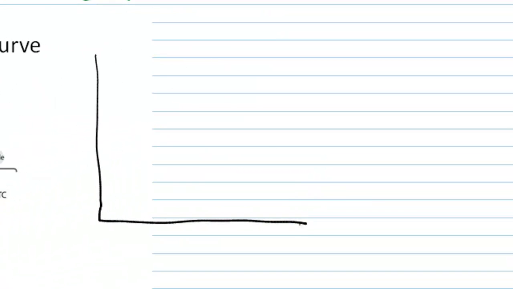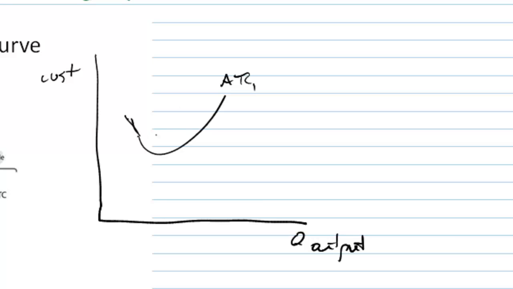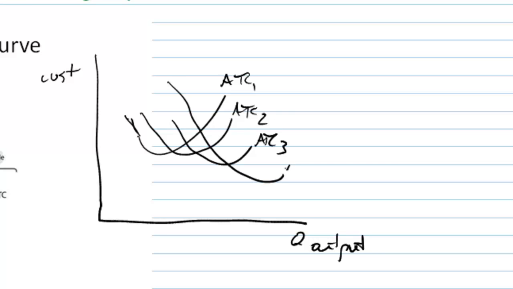Let's think of it this way. Let's think of a firm. Here's quantity of output that faces the choice between 1, 2, 3, 4, or 5 machines. And what's going to happen is that their average total cost might look something like this. Here's the average total cost of one machine. Here's the average total cost of 2 machines. Here's the average total cost of 3 machines. 4 machines, and 5 machines.